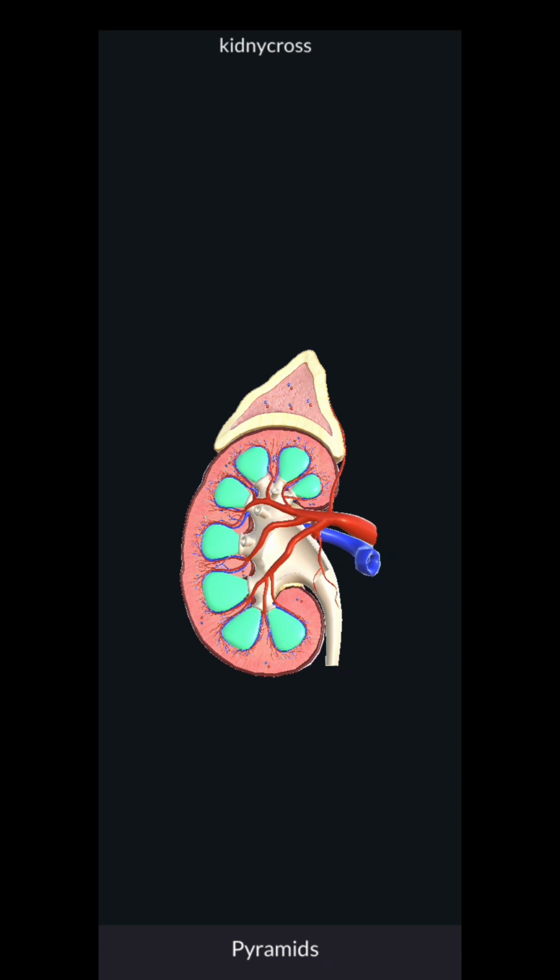The base of each pyramid originates at the corticomedullary border, and the apex terminates in a papilla, which lies within a minor calyx, made of parallel bundles of urine-collecting tubules.